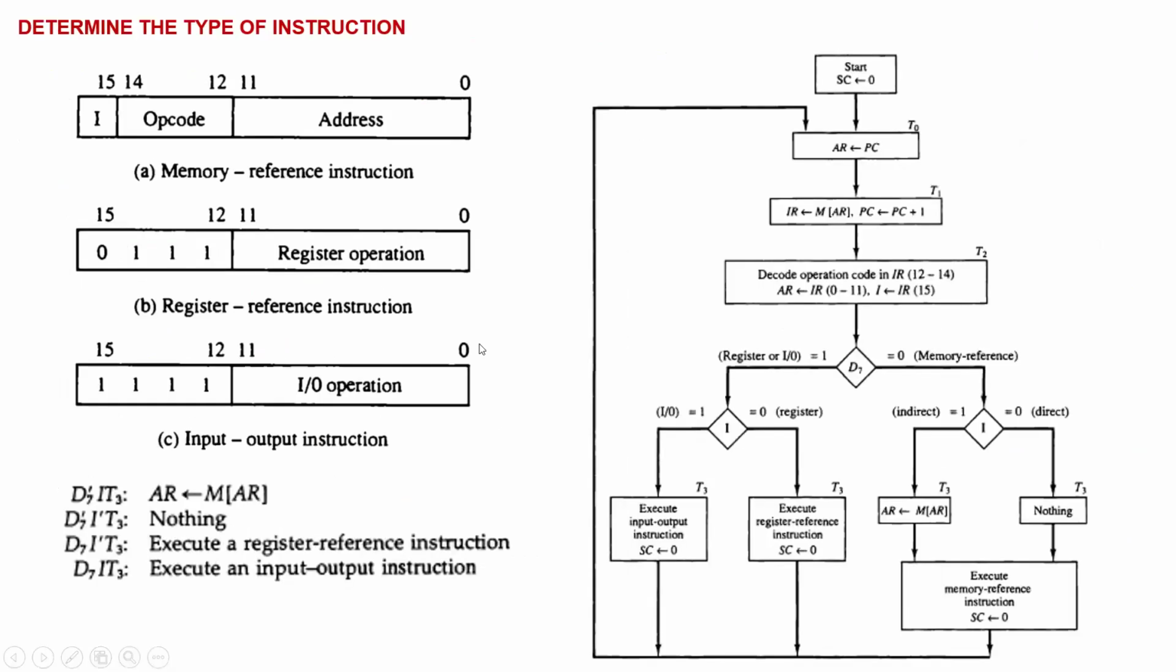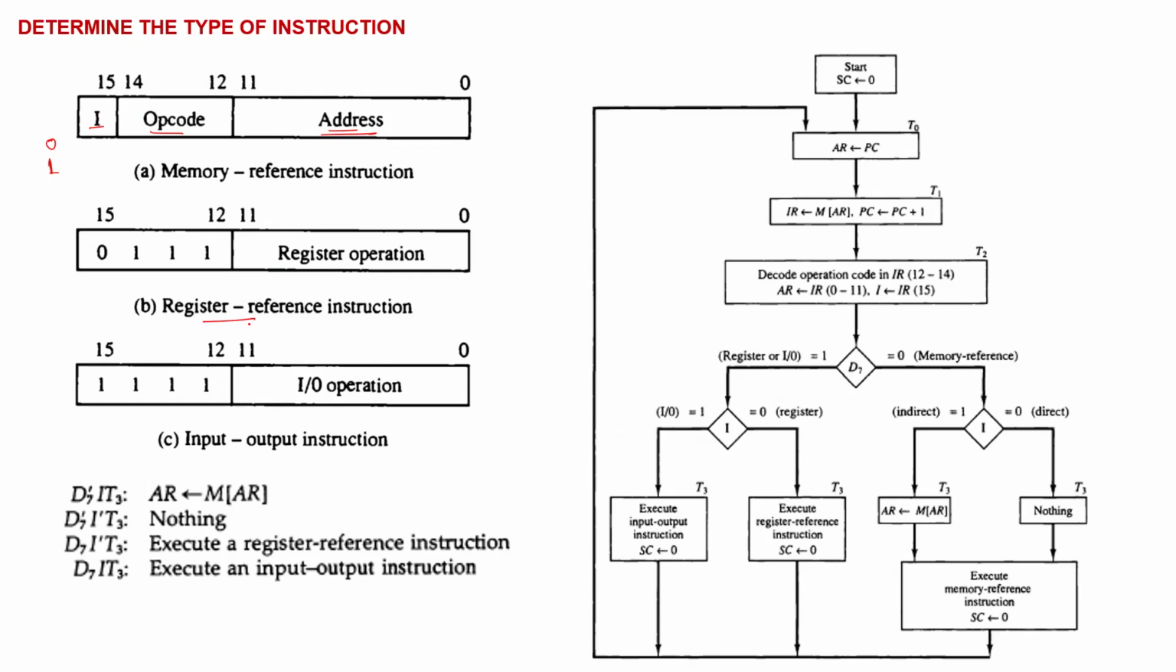Now, determine the type of instruction. How are we going to decide which type of instruction it is? Earlier we have seen that in a memory reference instruction, bits 0 to 11 give the address of the operand. The opcode bits 12, 13, 14 decide which type of macro operation will take place, and they are given to the decoder. Bit 15 decides the addressing mode: if it is 0, it is direct addressing mode, and if it is 1, it shows the indirect addressing mode.